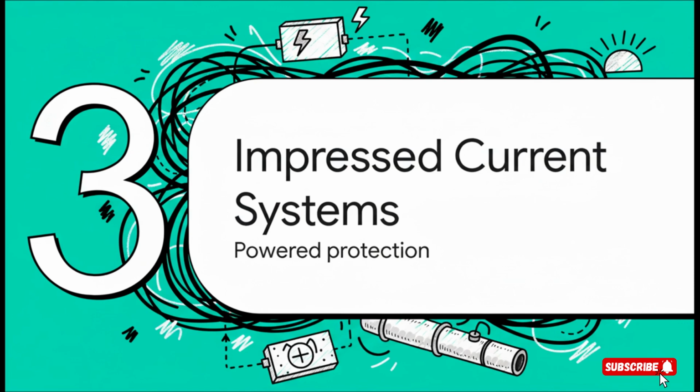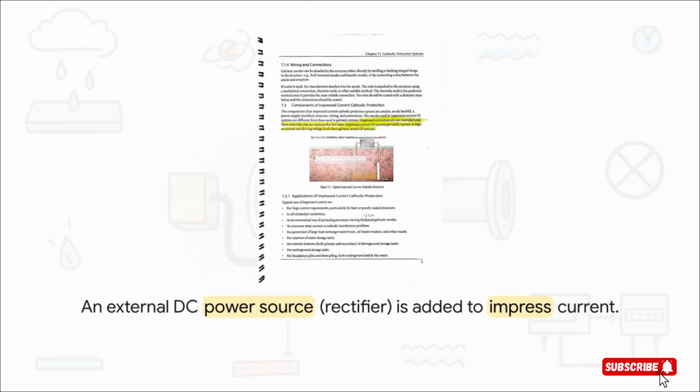All right, so galvanic systems are great, but what if you have a massive pipeline stretching for miles, or you're in really dry, resistive desert soil? Well, that's when we bring out the big guns, Impressed Current Cathodic Protection, or ICCP. This is the heavy-duty solution. The first thing you'll notice in this diagram is the big new box in the middle, an external DC power source. This is almost always a device called a rectifier.